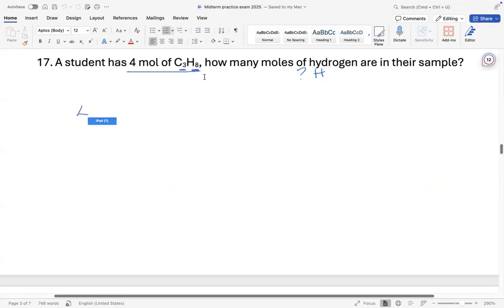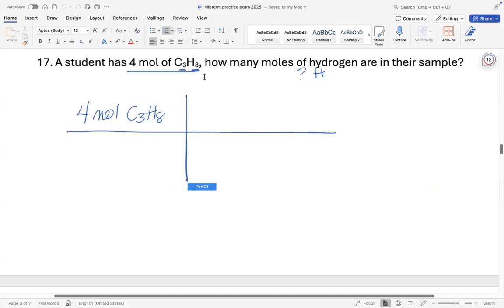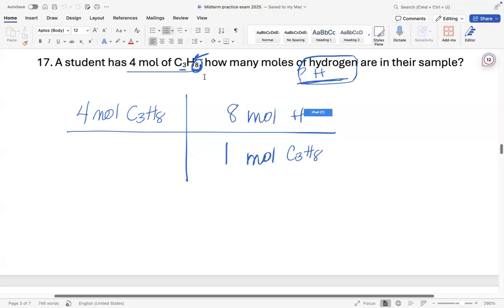So you have 4 moles of C3H8 on top, all right? So basically it's asking you how many moles of hydrogen, and it's referring to this hydrogen that's in the molecule, okay? So you're going to use this number as the relationship. So for every 1 mole of C3H8, there's going to be 8 moles of hydrogen. And again, I'm getting that from the coefficient number.